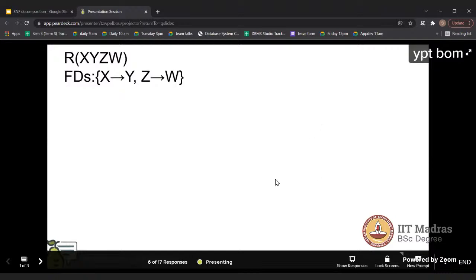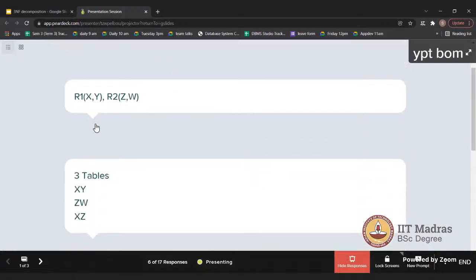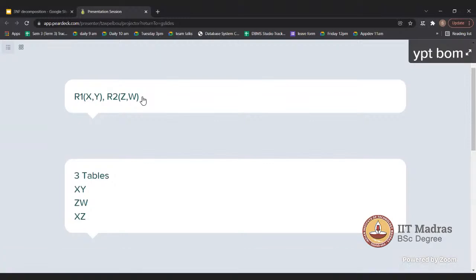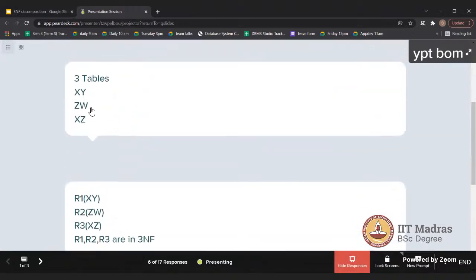Okay, I think we can discuss this question. We got only 6 responses. So, anyone want to tell what is the candidate key? Sir, XZ. Yeah, the correct option. So we have written R1 XY and R2 ZW. Can you say, will it be lossless or lossy decomposition? It will be lossy, sir. So it will have an extra table record, right? Yes, sir. Three tables: XY, ZW, and XZ.